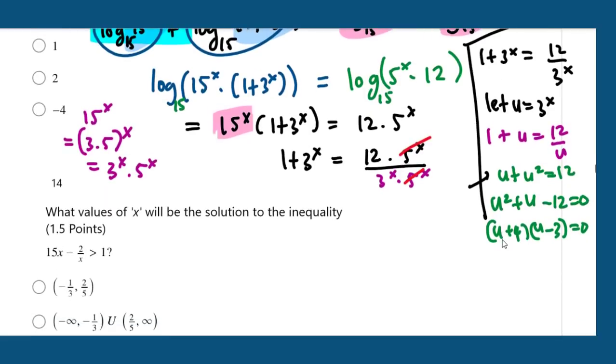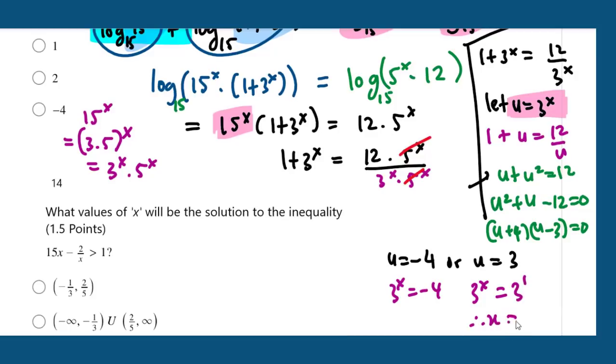The next step: u is equal to negative 4 or u is equal to 3. So what is u? u is equal to 3 power x. Therefore, x is equal to 1. The negative 4 is not an answer, ignore it. So the answer is only 1.